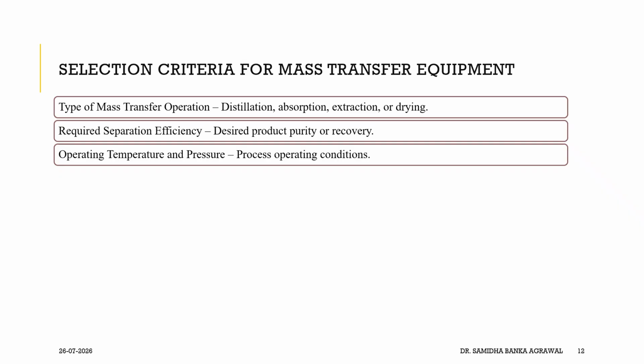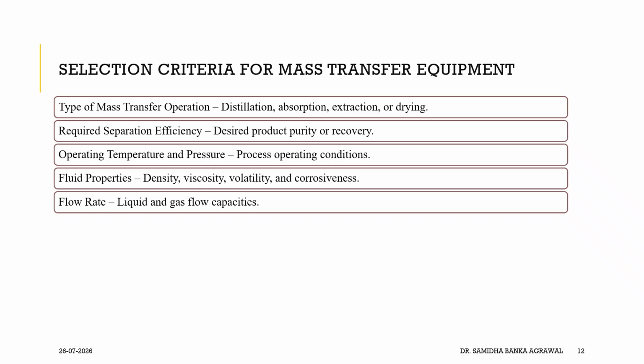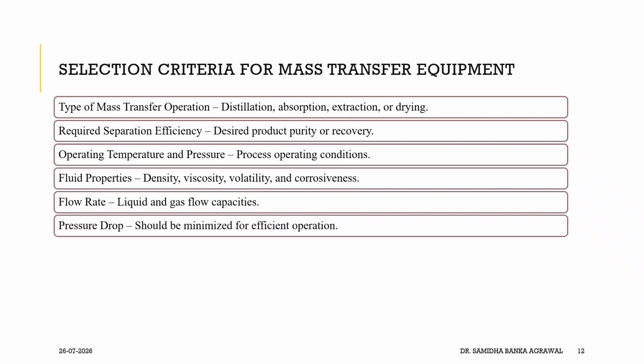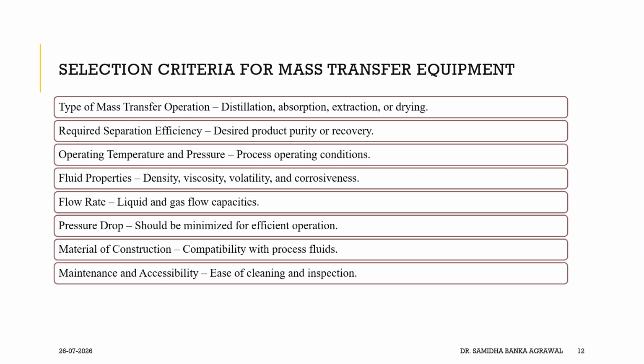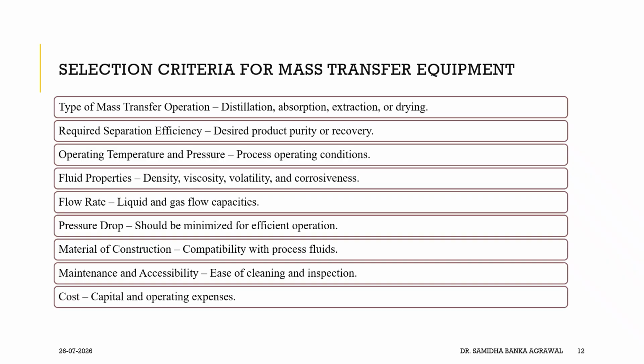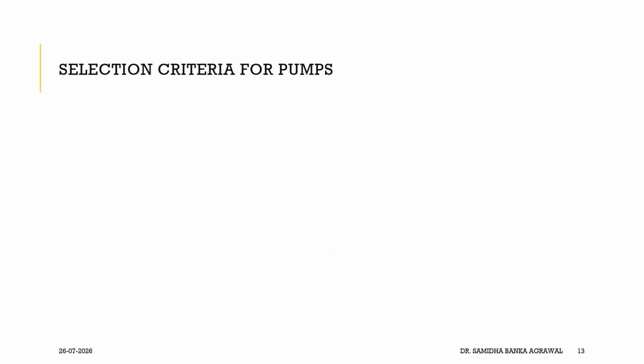Then obviously operating temperature and pressure, operating conditions, fluid properties such as density, viscosity, volatility, corrosiveness, and flow rate of both phases if we have two phases, both liquid and gas flow capacities, pressure drop, and material of construction that should be compatible with process fluids. Maintenance and accessibility with ease of cleaning and inspection, cost, meaning low capital and operating expenses, and safety and environmental regulations. Selecting the right equipment improves the product quality, increases recovery, and minimizes energy consumption.